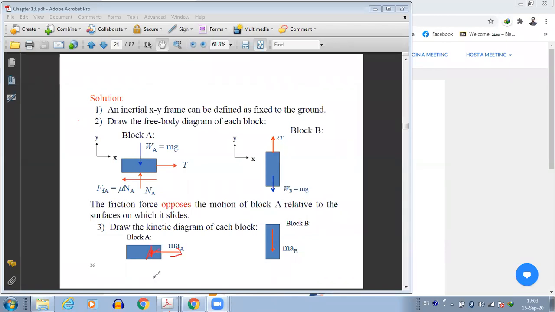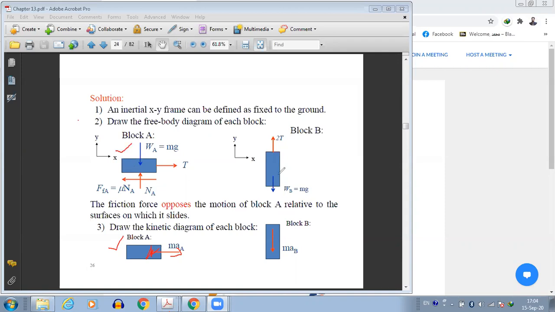Okay, so it's like this. This is block A. That's a kinetic diagram. Kinetic diagram is F equals ma. So ma is the kinetic part. We just draw the direction and we write ma, and that's the kinetic diagram. It's kind of a useless diagram, but you have to draw it. So this is the kinetic diagram for block A. This is the free body diagram for block A.